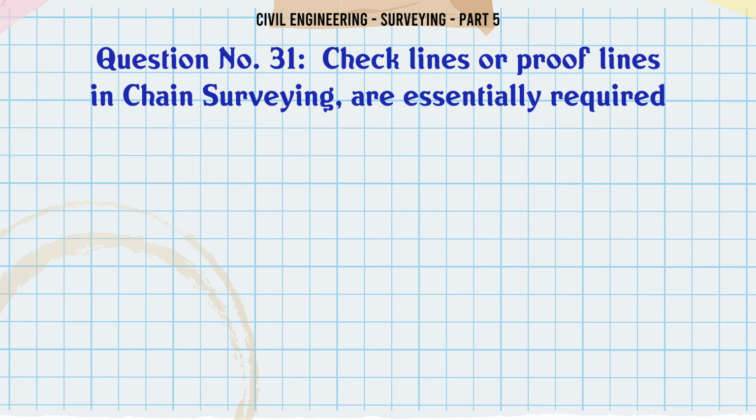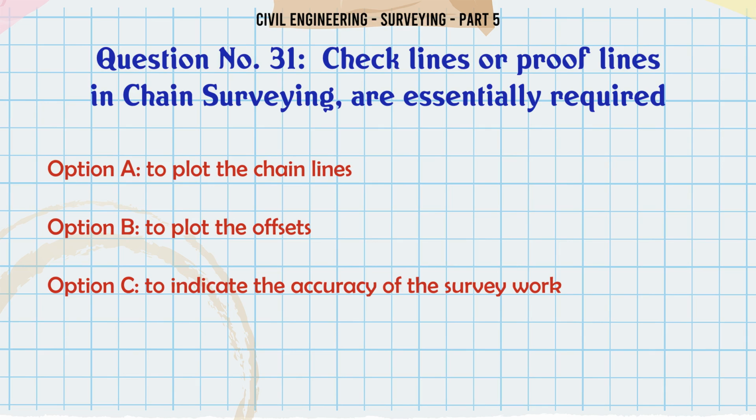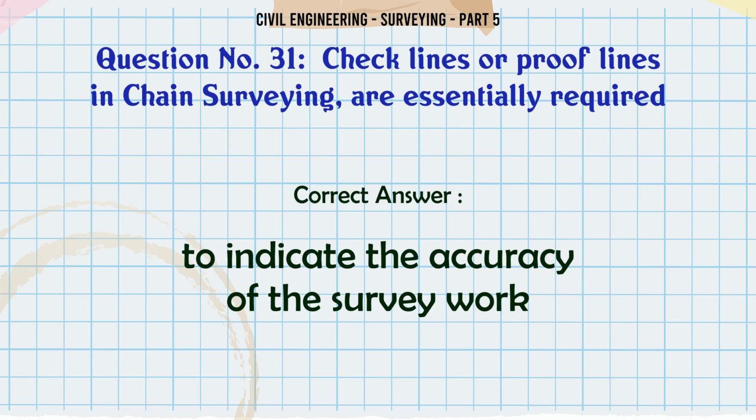Check lines or proof lines in chain surveying are essentially required A, to plot the chain lines, B, to plot the offsets, C, to indicate the accuracy of the survey work, D, to increase the outturn. The correct answer is to indicate the accuracy of the survey work.